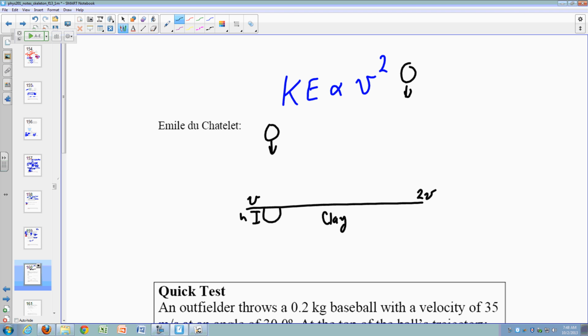Yeah, what's it? Clay? Like Play-Doh kind of thing? Like mud? Thick mud?